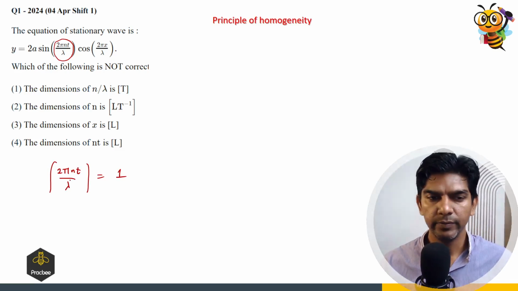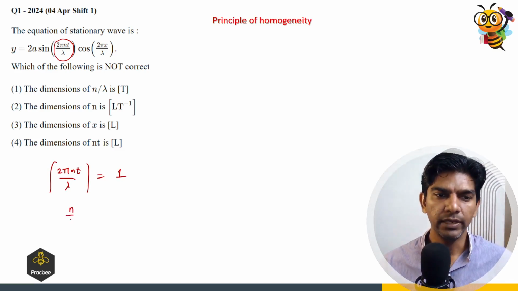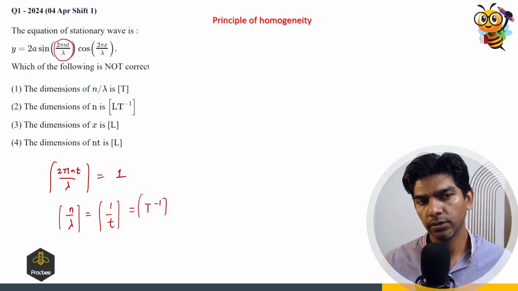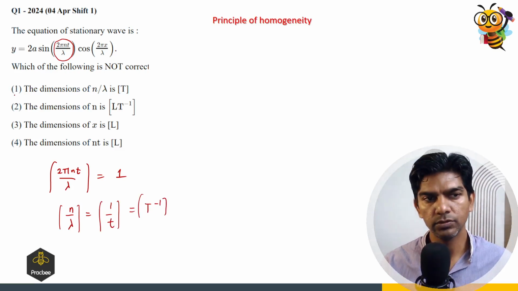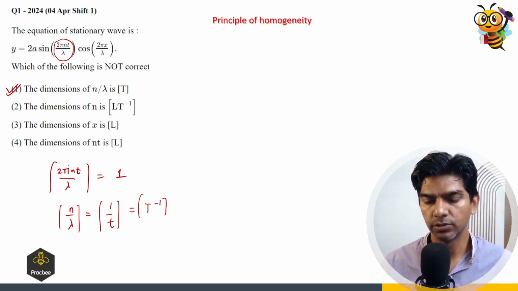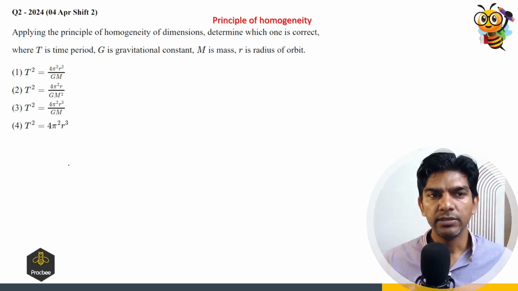2 pi is again dimensionless, so n by lambda should have the dimension of 1 by T, and 1 by T is T raised to power minus 1. So statement 1, and we have to find which of these options is incorrect. So statement 1 is incorrect, so that is the answer, right? Similarly, we can check the other options. Now let us see this question.